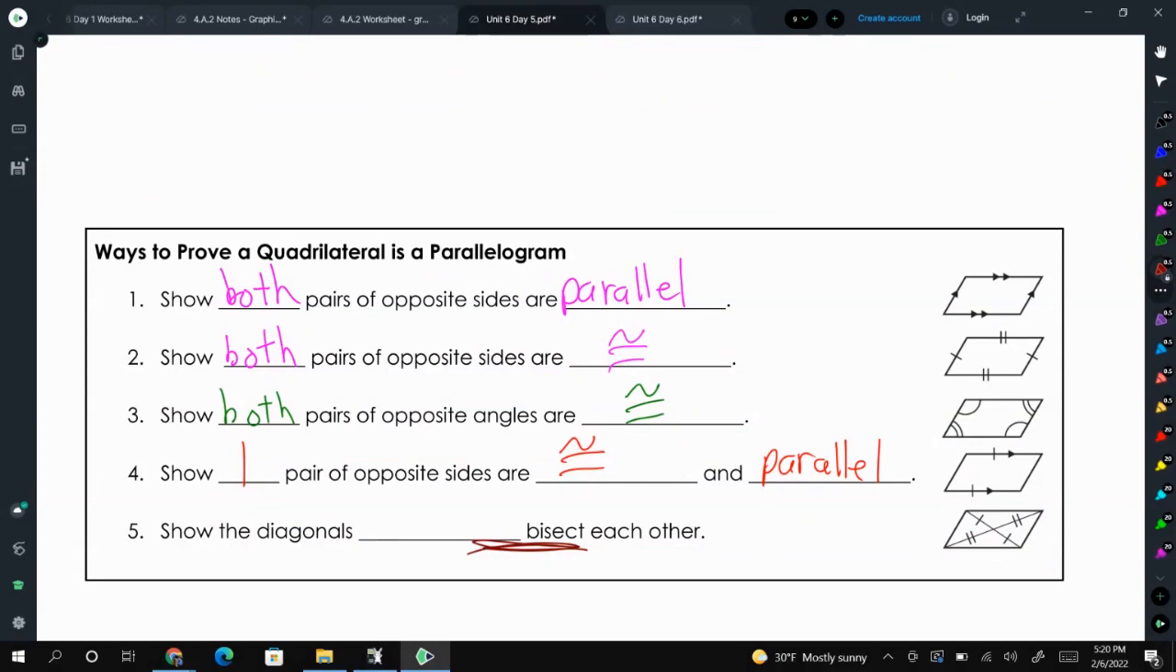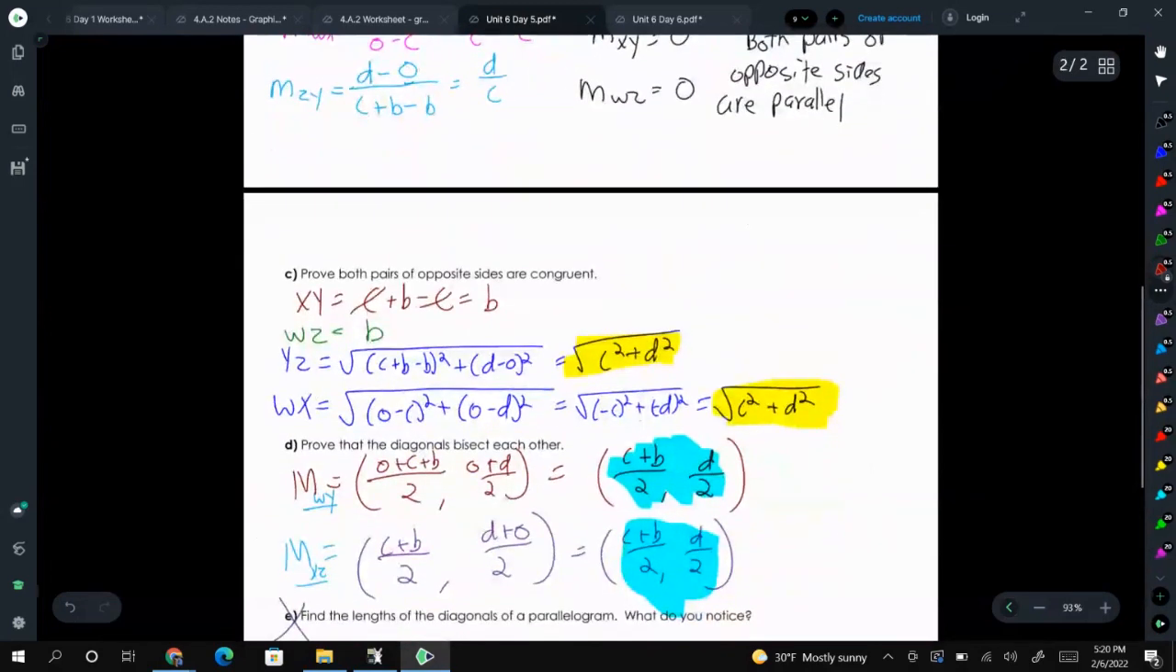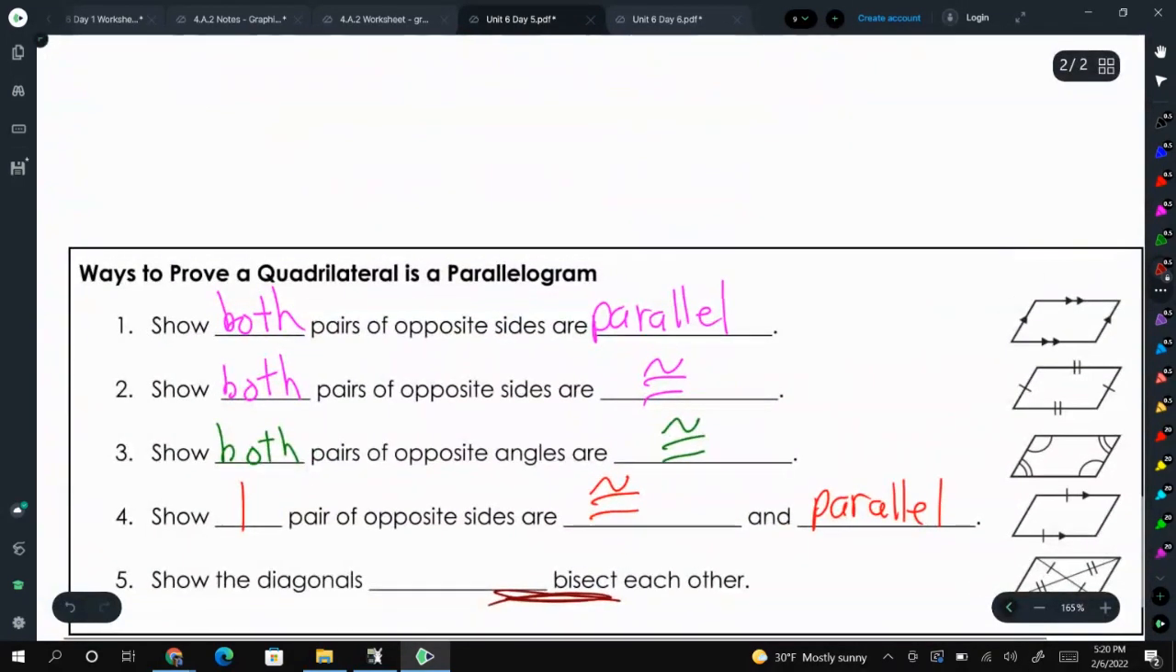So we're going to be expanding on this in the next couple days, but it's important to be able to do the slope, distance, and midpoint formula, and then remembering our properties of not just parallelograms, but rectangles, kites, squares, like all the quadrilaterals that we talked about. So like I said, we're going to expand on this a little bit further, but this was just an introduction.